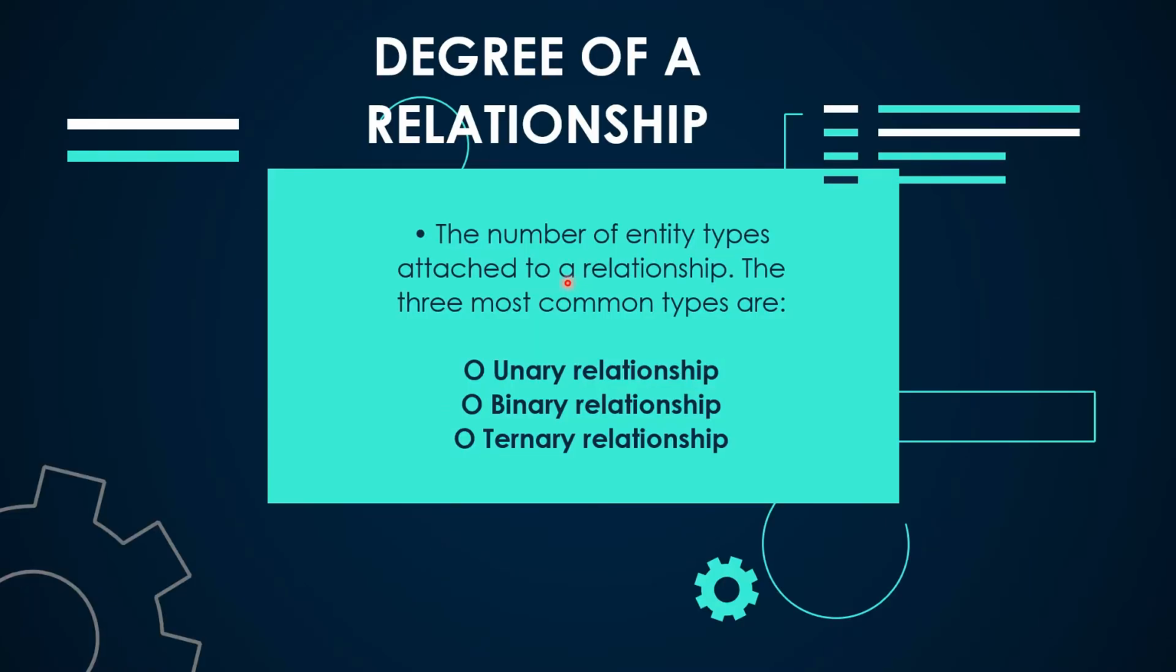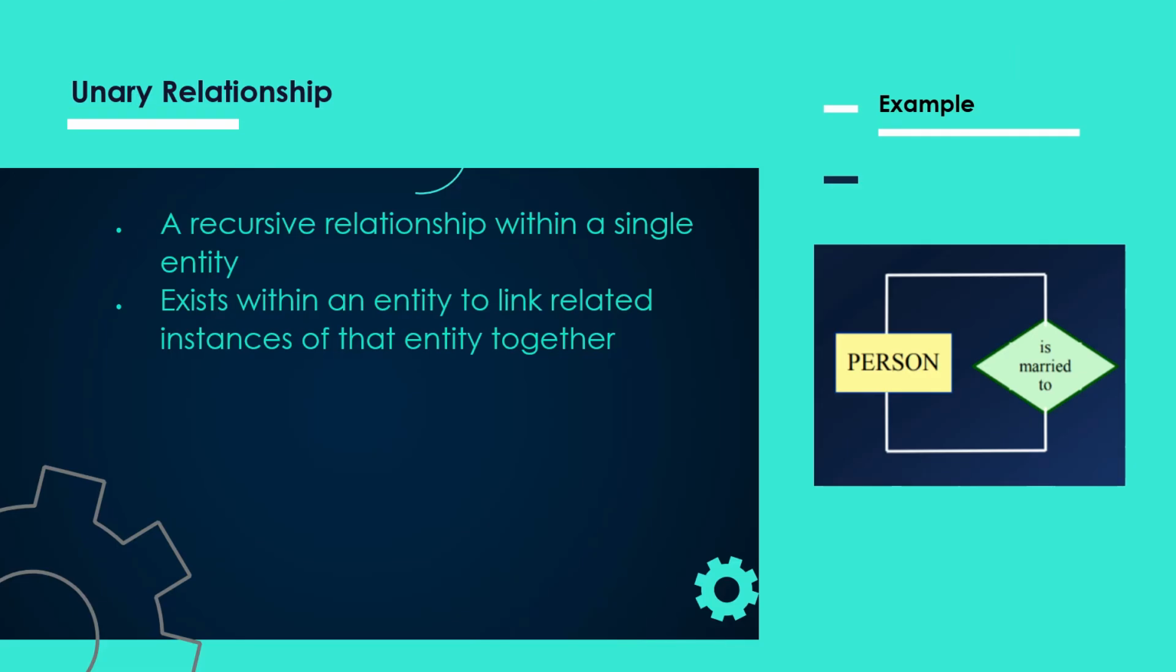In an entity relationship model, there are a number of entity types that can be attached to a relationship. This can be a unary, binary, or ternary relationship. What is a unary relationship? It is a recursive relationship within a single entity. In this example, the entity person can be married to another person. So this is a unary relationship.